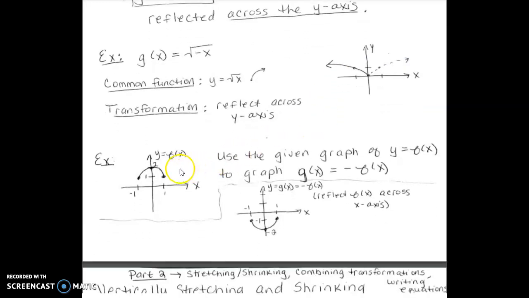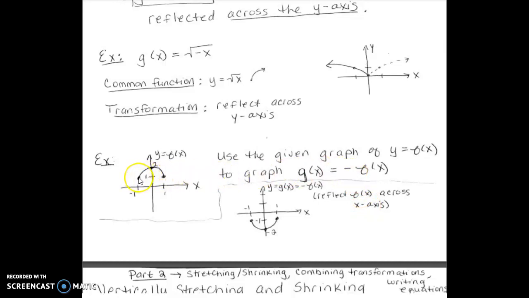The second example, we're going to use this given graph, just the graph provided for us as the graph of f. So use the given graph of f of x to graph g of x equals negative f of x. So this time the negative is outside the function. So to draw that graph, we're going to reflect f of x across the x-axis. In other words, it's a vertical reflection.